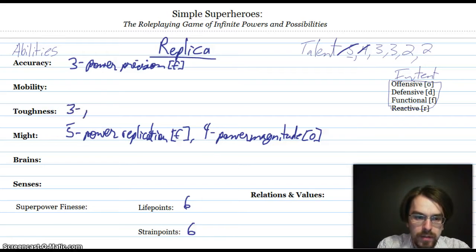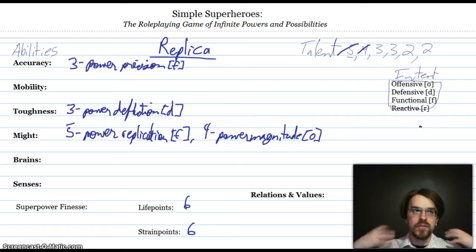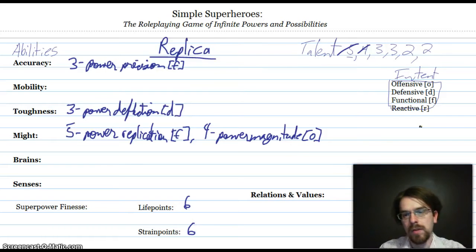We're also going to give her a power deflection talent. And that's defensive. This could be something where you're copying somebody's metal skin, and you're able to actually resist trauma, or it could be you're copying a gravity power or something, and you're actually deflecting projectiles, or those sorts of things. You'd be able to use that.